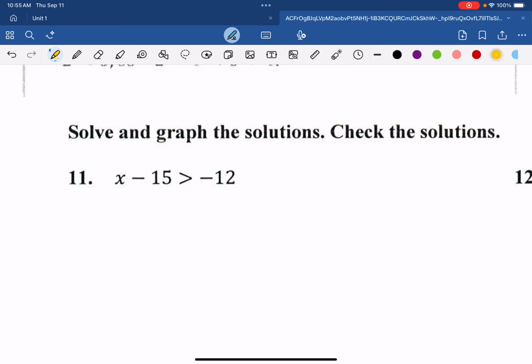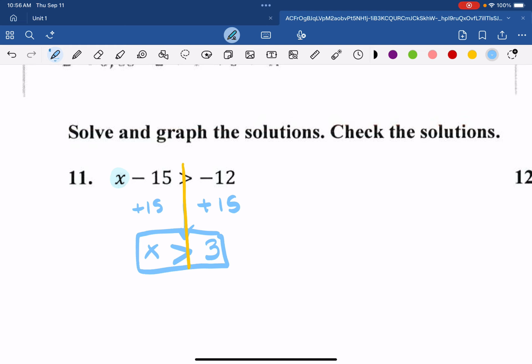Now the nice part here is we're not going to solve any differently. Okay, so I like to draw my line down the middle, even though it's not an equal sign. And I'm trying to get x by itself. Okay, so you guys know what to do. We're going to add 15. So I add 15 to both sides. I get x, and I get -12 plus 15 gives me a 3. Now, we're not bringing down an equal sign. We're bringing down a greater than sign. Okay? So I have x is greater than 3.